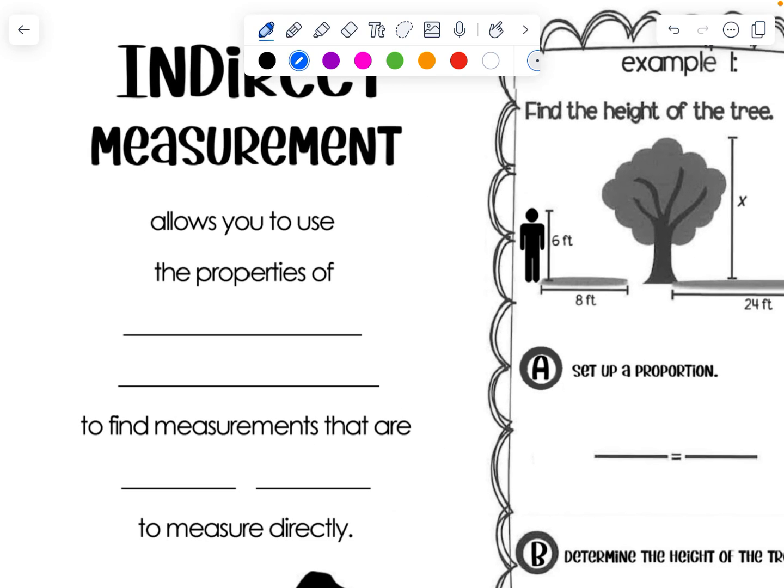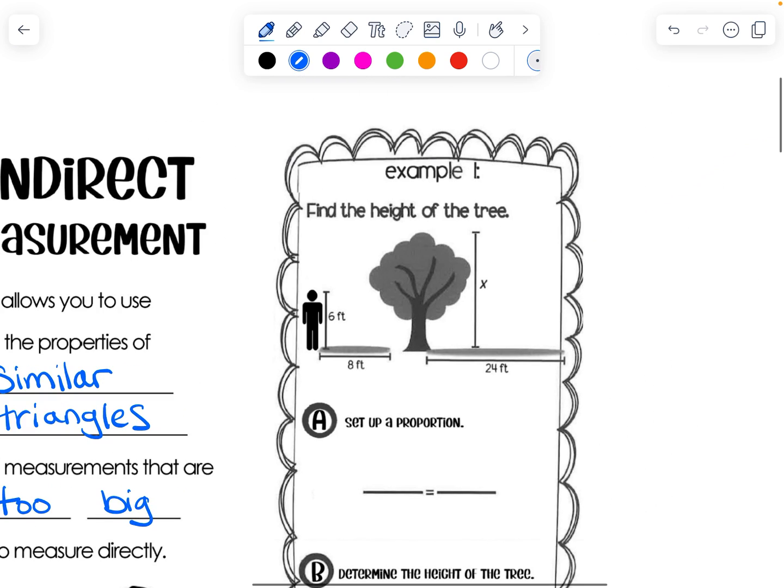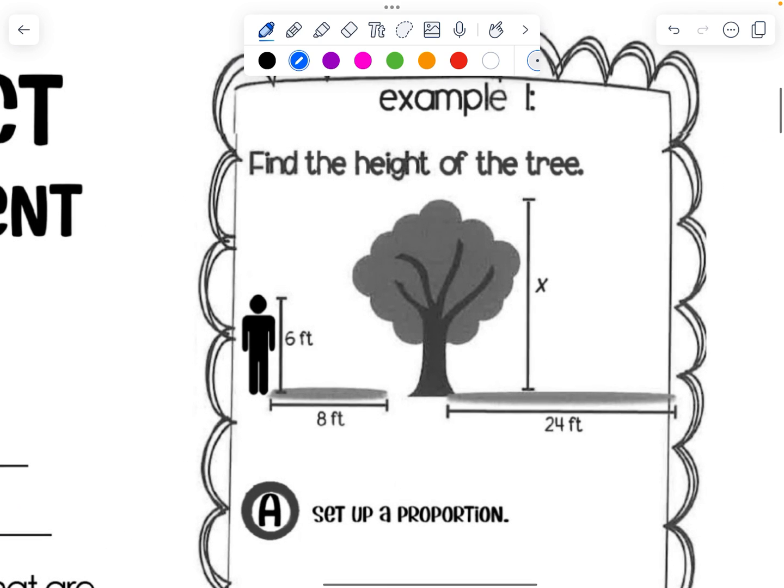Indirect measurement allows you to use the properties of similar triangles to find measurements that are too big to be measured directly. Trees or buildings, you're not going to be able to go out there with a tape measure and measure them, so we're going to use shadows and proportions to find missing heights.